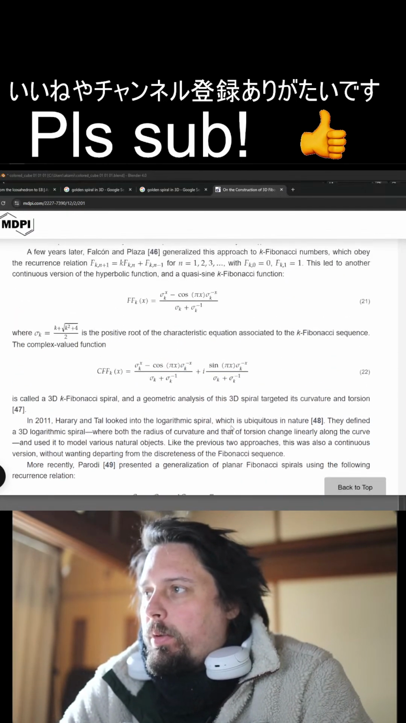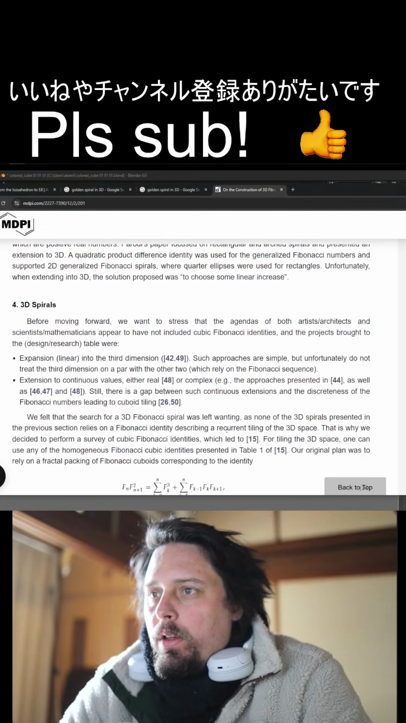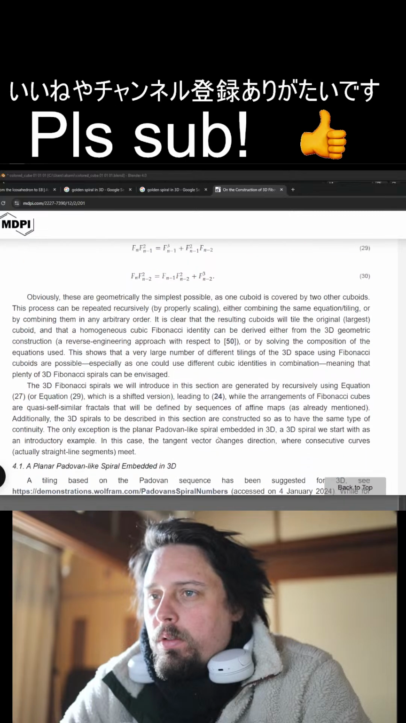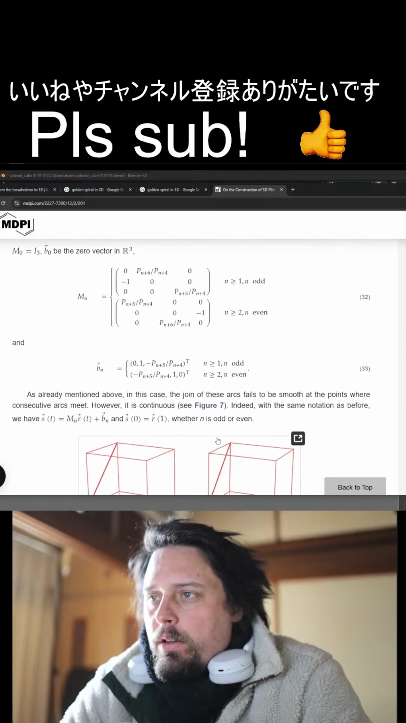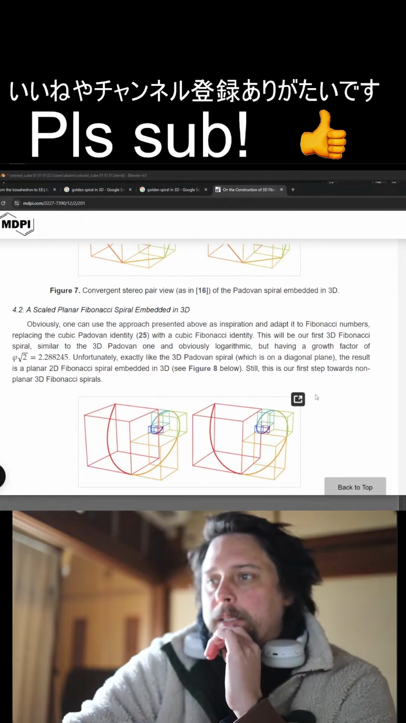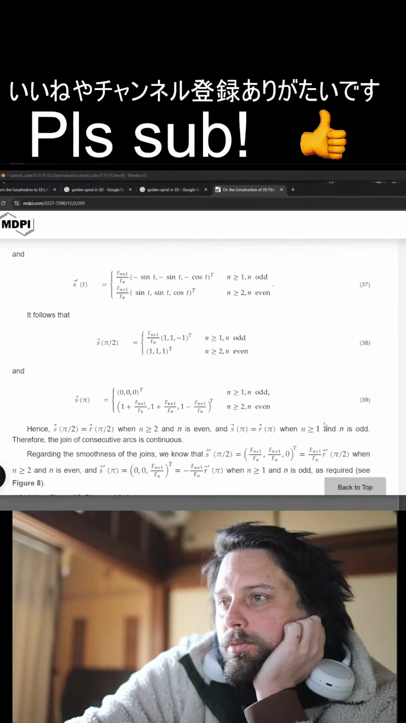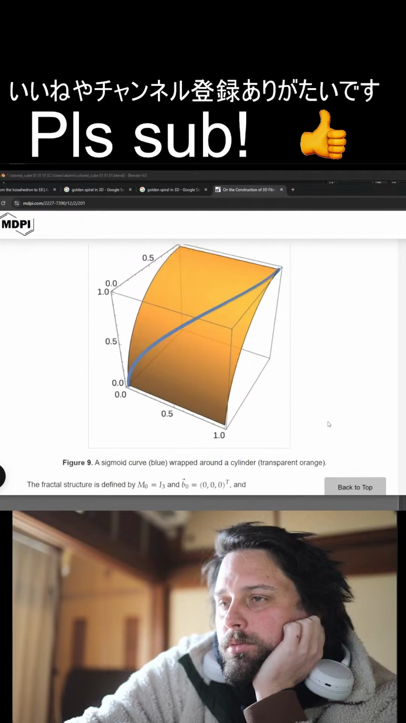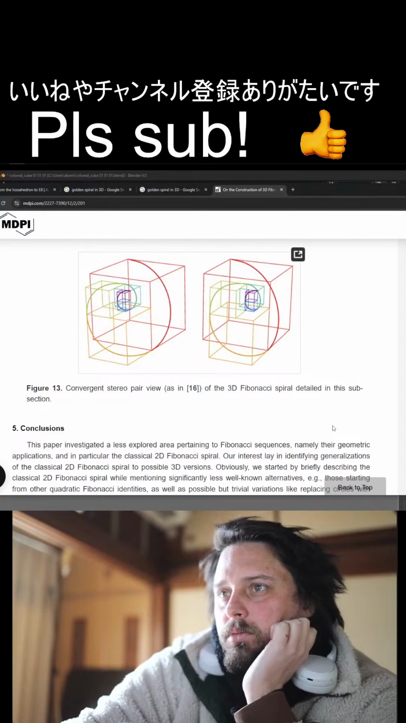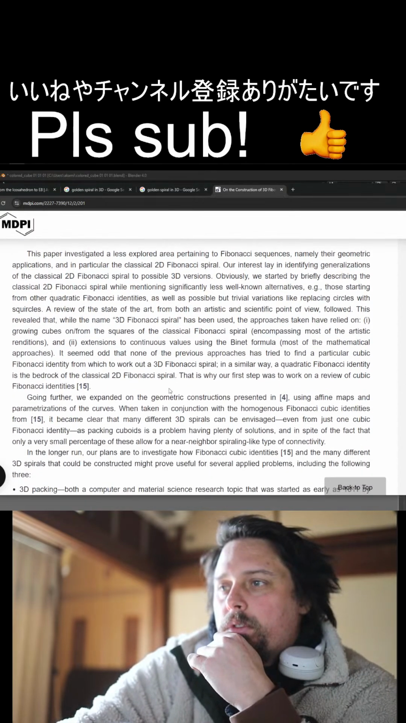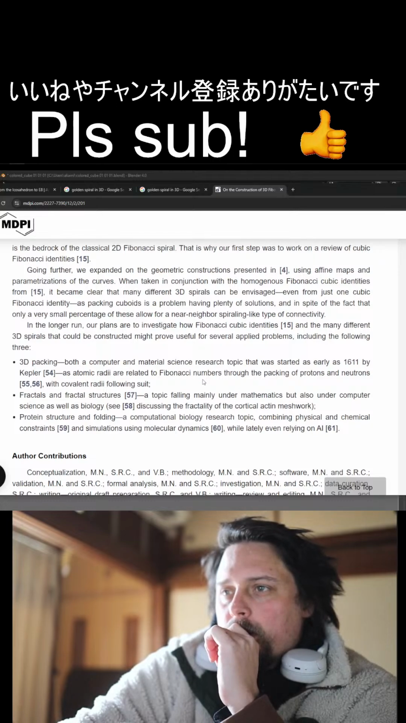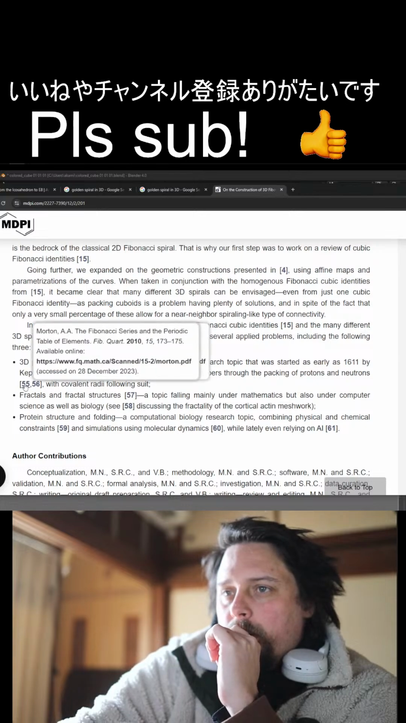I'm just going to have a glance at the paper. I like how we don't know how far it goes. 3D spirals. Is it really that complicated though? Huh. I'd be interested in these things.